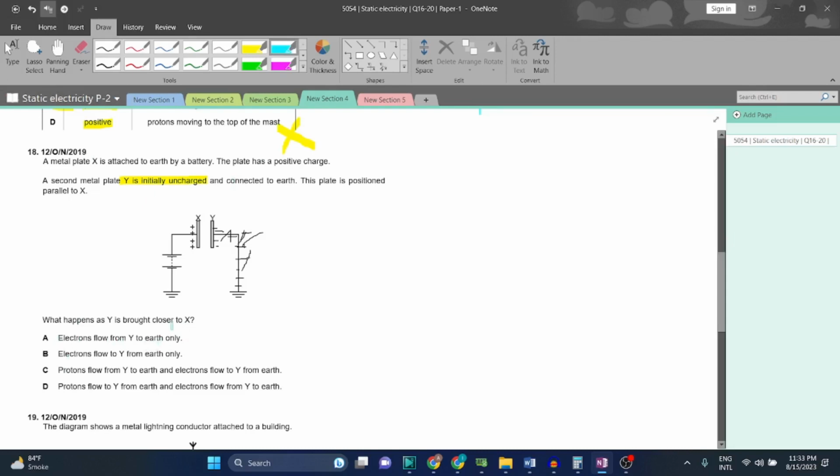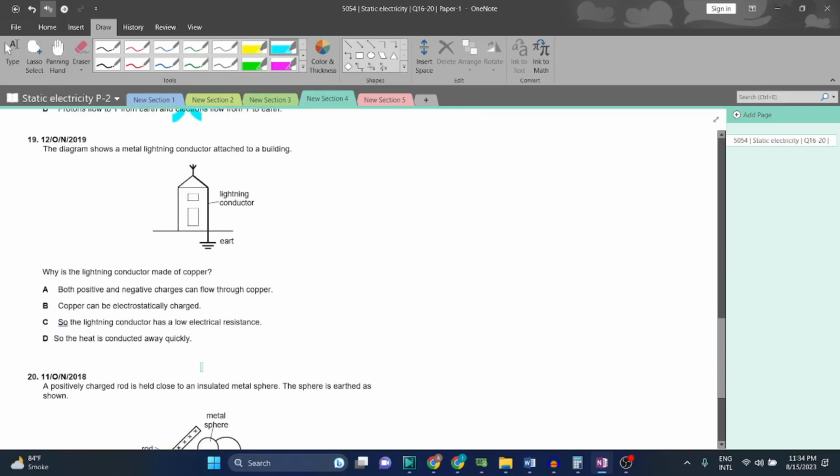Electrons flow from Y to Earth only? No, they flow from Earth to Y. Okay? Electrons flow from Earth to Y and they cancel out the positively charged particles. Electrons flow to Y from Earth only. Protons do not move. Therefore, C and D are wrong.